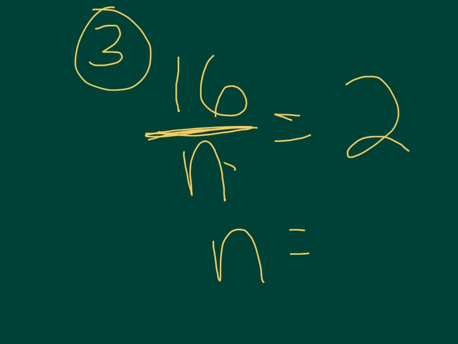Clearly, something bigger. How about, gee, let me think. 4? Well, 16 divided by 4, that would equal 4. That's no good. Well, I'm getting closer. The answer is getting closer to 2. Let me try something bigger. How about an 8? 16 divided by 8, does that equal 2? Yes, it does. So my answer is n equals 8.